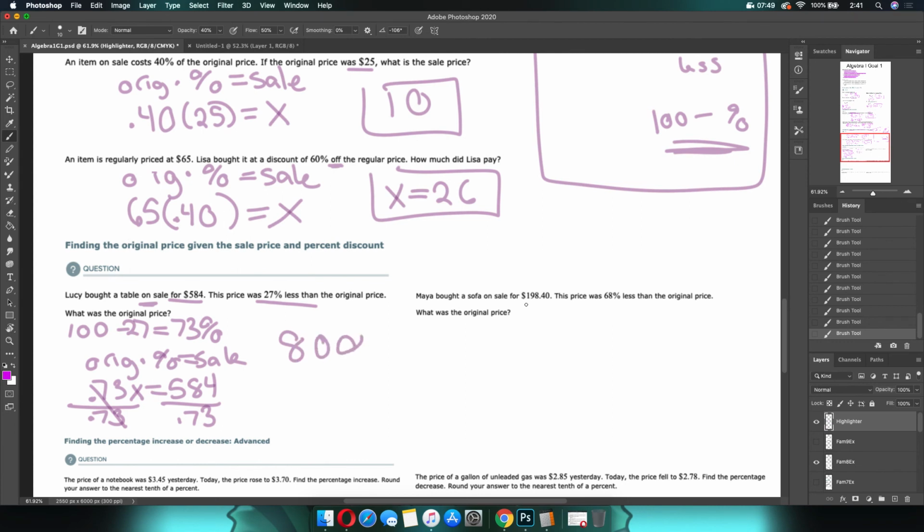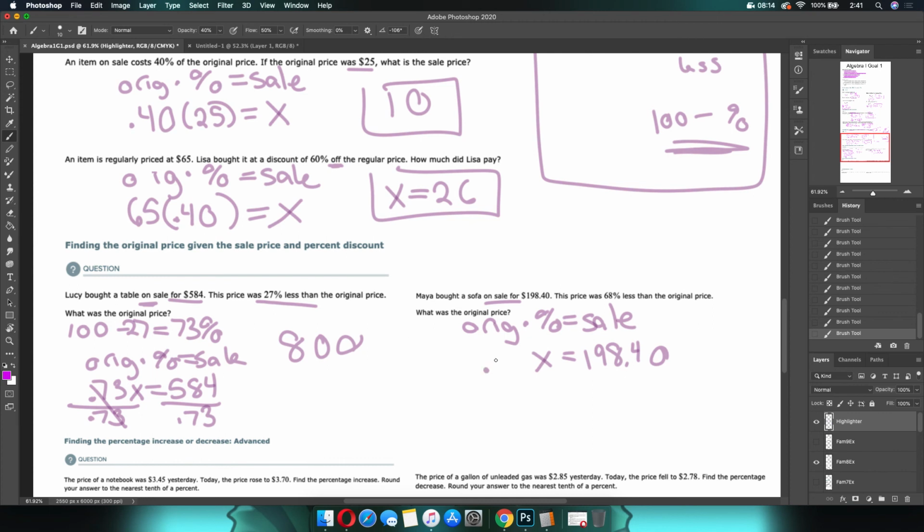One more, let's see here. So it's original times percent equals sale. So 198.4 is our sale. So that goes over here, 198.4. This is 68% less than. So what is 100 minus 68?